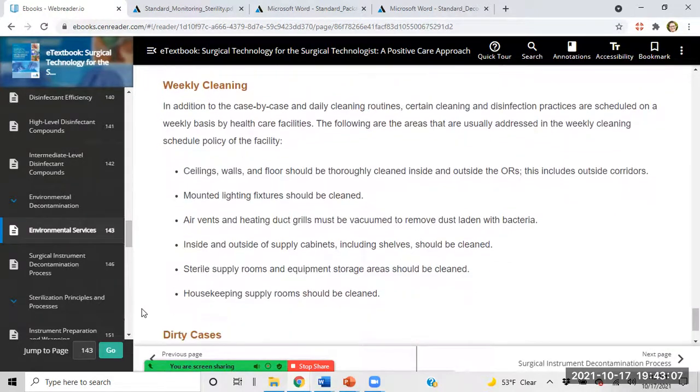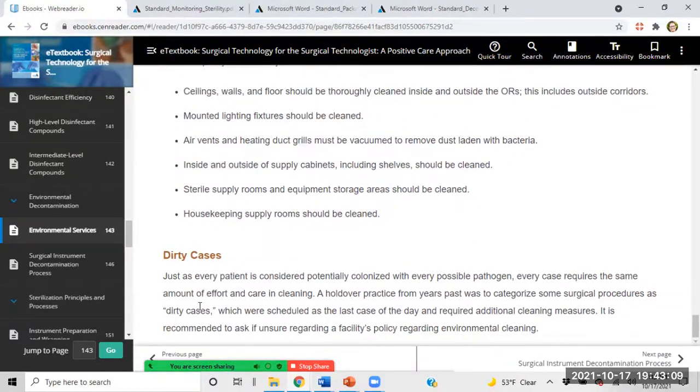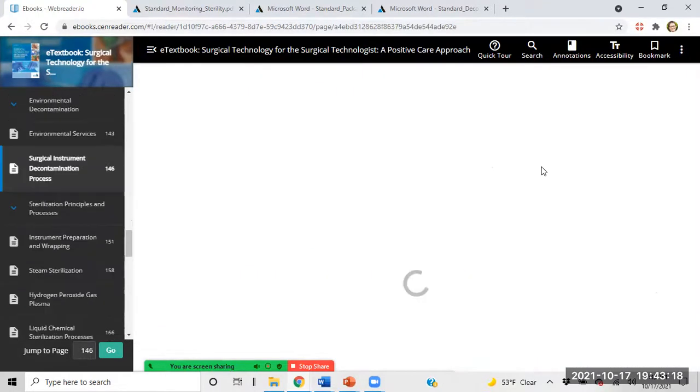So there's weekly cleanings that are more in depth. And then, as I just mentioned, there's some cases that we call dirty cases, and usually a terminal cleaning is done after that too. Okay.